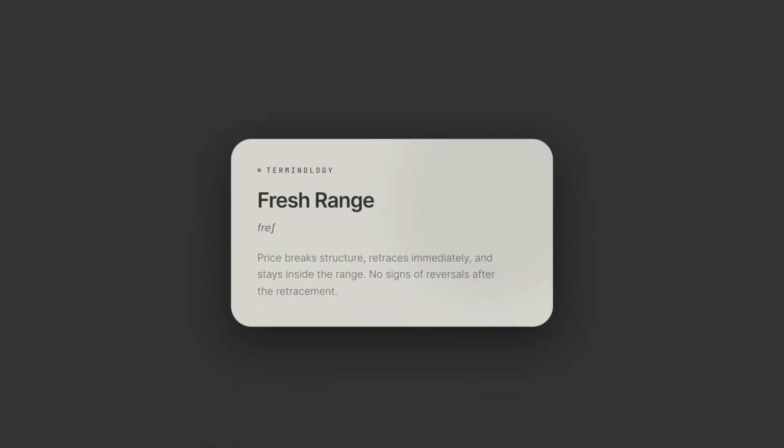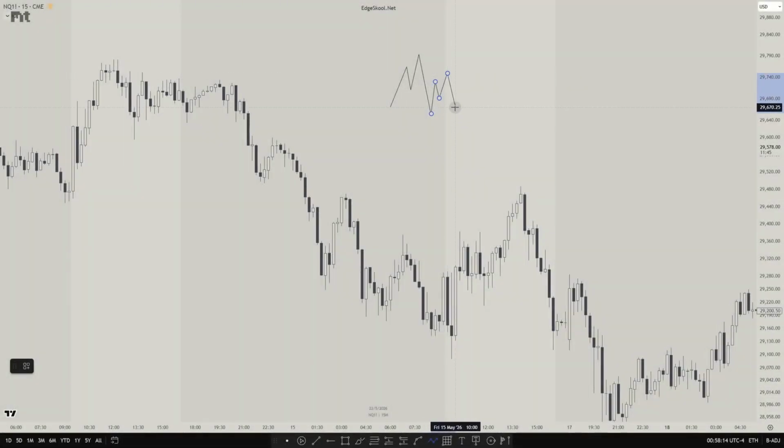I want to see price break in structure, retracing immediately and staying inside the range. This gives me a fresh range, and I can trade based on this. And this range needs to break a structure, needs to have weakness at the top. Now this is one way. Or if you simply think that you are trading with a trend, then yes. If you think that you're trading bearish now, you could focus on highs. And if you're trading bullish, then you focus on lows. So it could be as simple as that. I'll show you different ways of doing this.